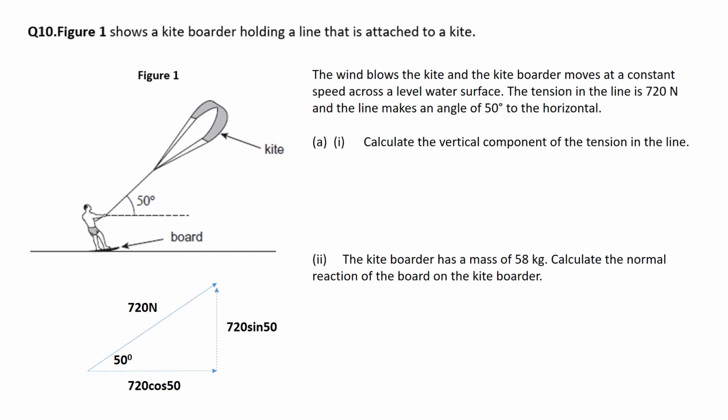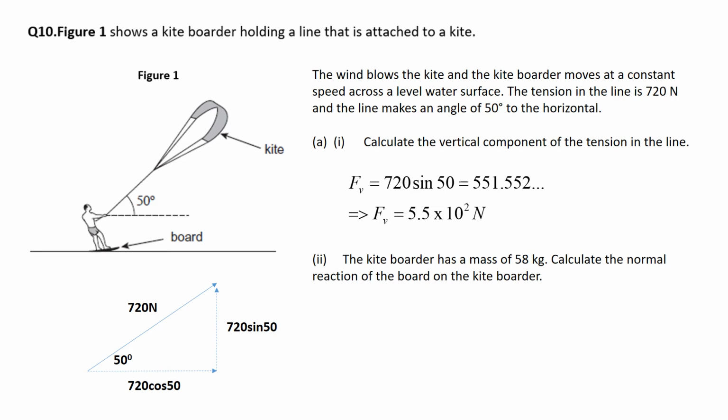So if you look at the bottom left, that's my triangle where I'm resolving 720 into 2 components using trigonometry. So then what I'm going to do is I want the vertical component, so that's going to be 5.5 times 10 to the 2 newtons to 2 significant figures.